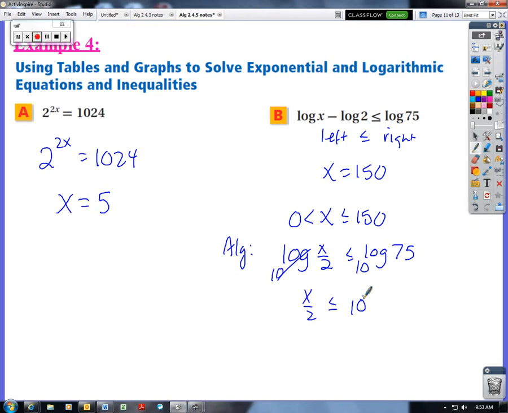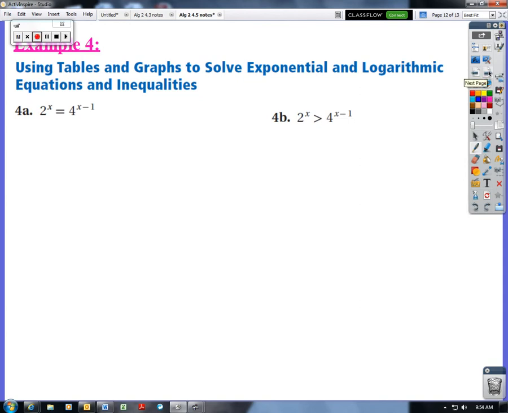Oh, look at that. This is going to also simplify out. So that's actually 75. And then multiply both sides by 2, and you get x is less than or equal to 150. It's almost faster doing it than doing it on the calculator. And then you'd have to recognize that it has to be positive, so greater than 0. Okay, this is our last slide.